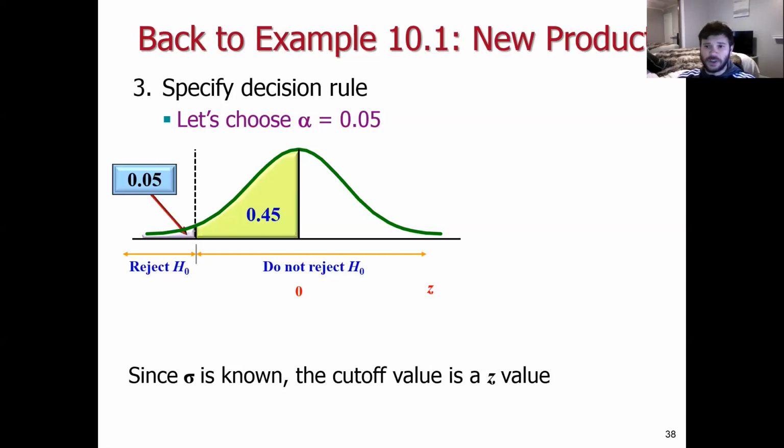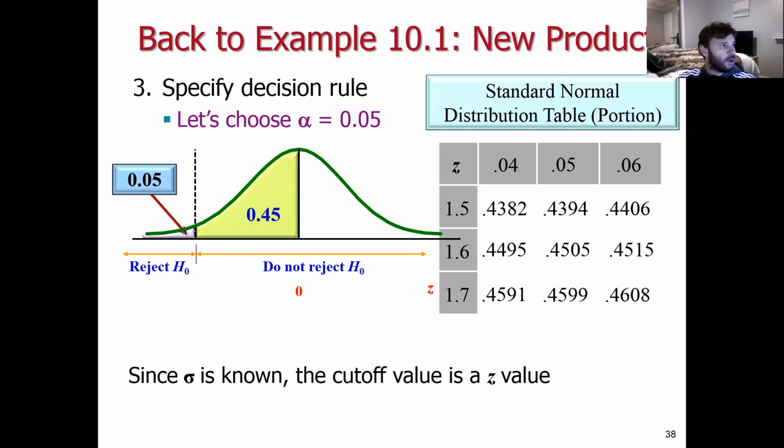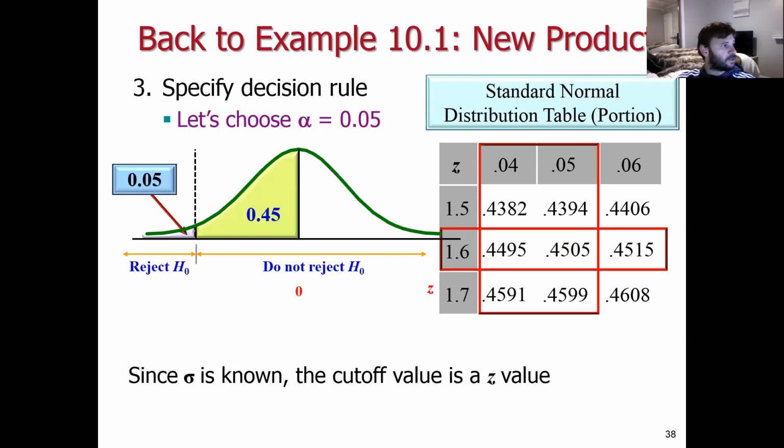Recall we already saw this particular example here where we had to look and we noticed 0.45 wasn't exactly in our table, but it was in between these two values, 1.64 and 1.65. So we averaged those out, and this gave us a critical value z threshold equal to negative 1.645 in the case of a left-sided test. So that is our critical value.